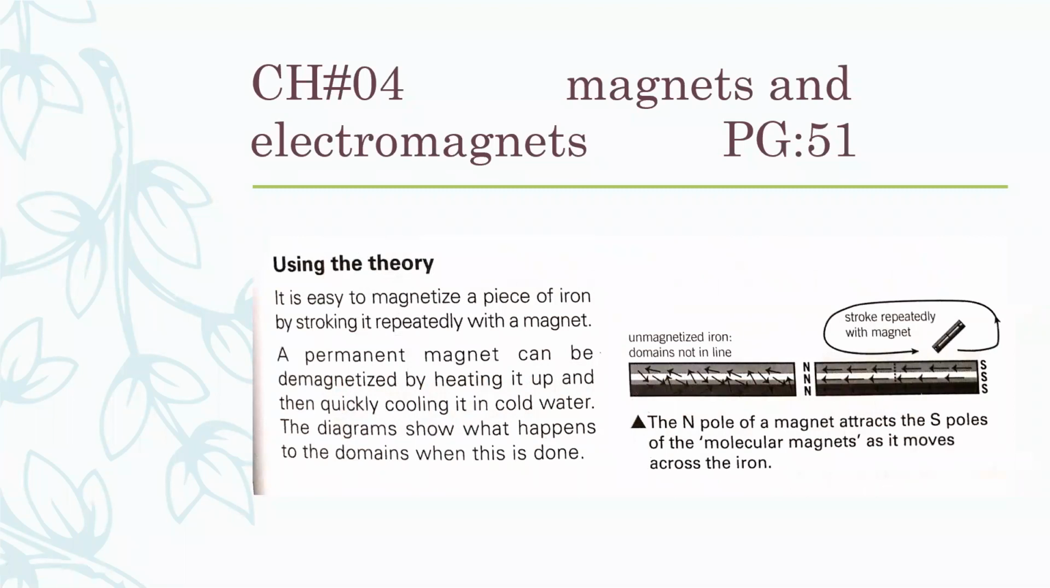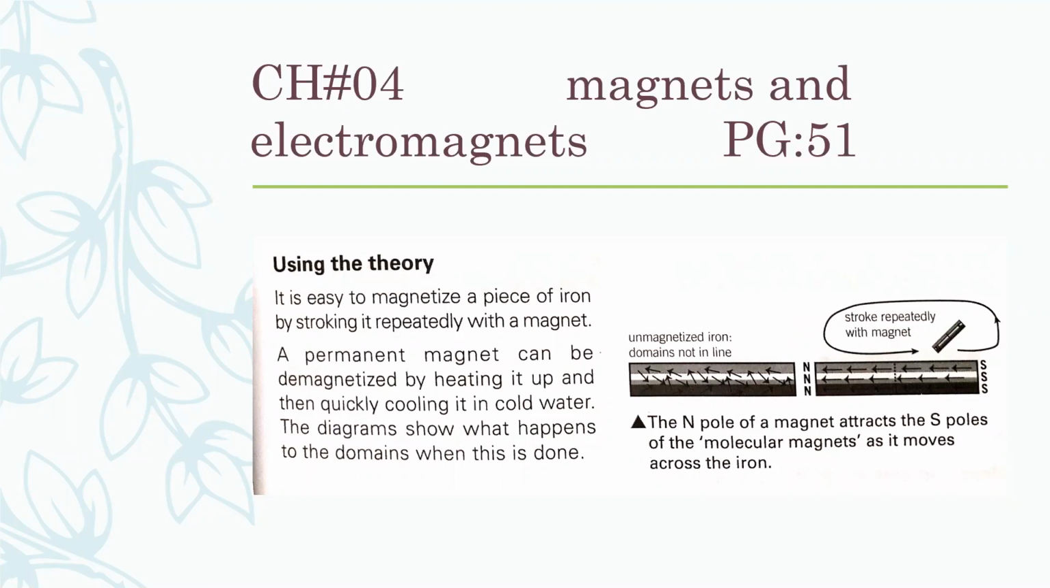Using the theory, it is easy to magnetize a piece of iron by stroking it repeatedly with a magnet. How to make a magnet? How does an iron piece become a magnet? So what should you do there? You can stroke a magnet on the iron piece repeatedly, and after that the domains present in the piece of iron will be aligned and it will behave like a magnet.